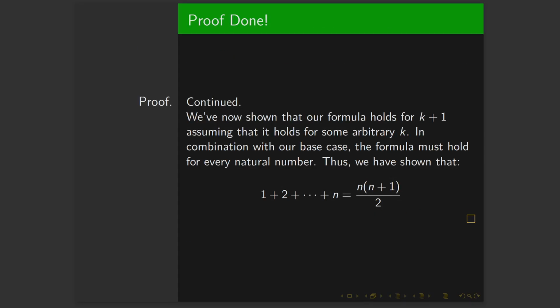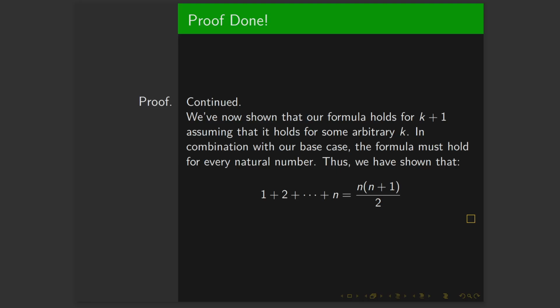And this is actually all we need to do. Since we've shown that our formula holds for k plus 1, assuming that it holds for arbitrary k, combining this with our base case, it must hold for every number. Because remember, our base case is 1, then we can go from any random k to k plus 1. So you can go from 1 to 1 plus 1, which is 2, then 2 to 2 plus 1, which is 3, then 3 to 3 plus 1, which is 4. And this will hold for every single number. Every single jump is viable, so every lily pad is reached, which means the formula holds for every natural number.